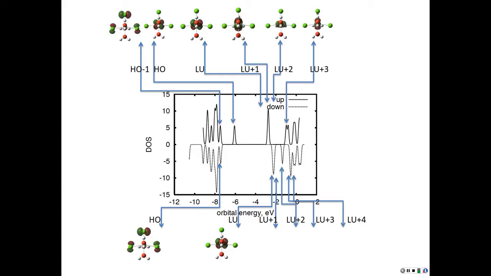But if one takes the absolute value squared and adds all orbitals together, it will be the total density. And one can plot it also.